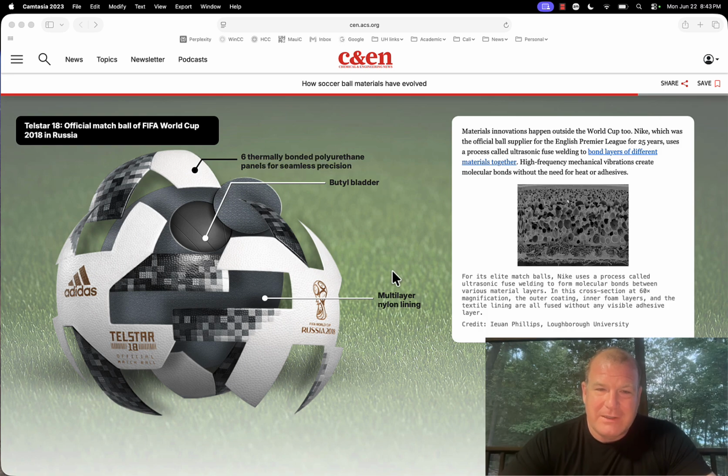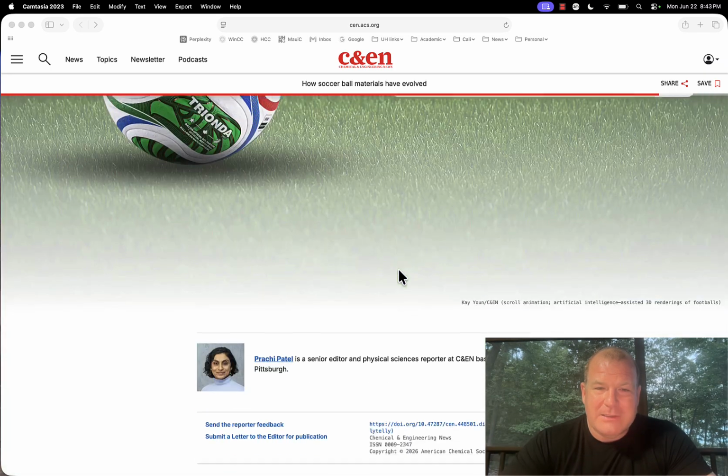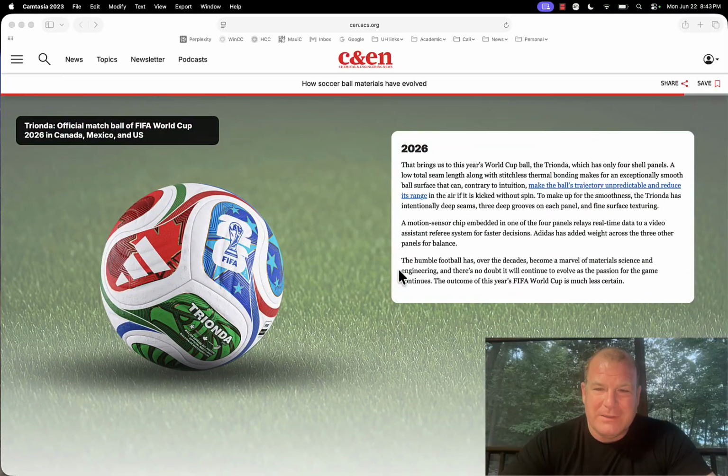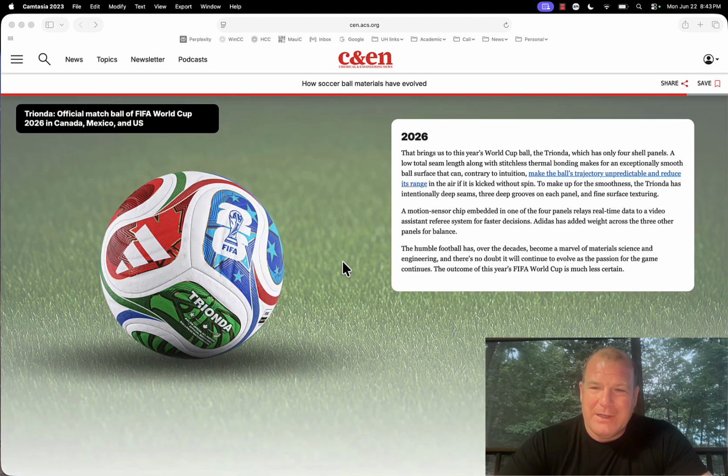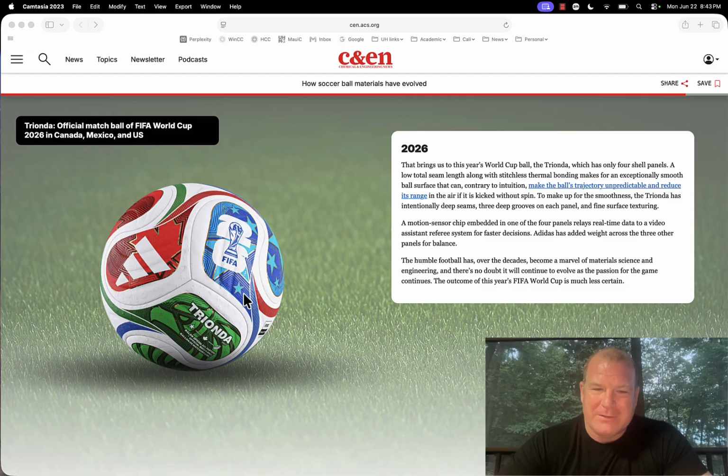We already mentioned that. So we have much more precision. They're much more spherical. And now we go to the current one, 2026. They don't have a break-apart section of this. I guess they want to keep that relatively confidential. But it is only 4 panels. So it has 4 panels and thermal bonding similar. And it's very, very smooth.